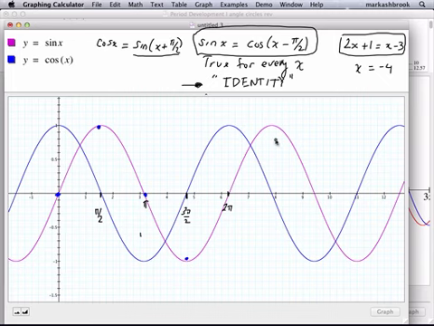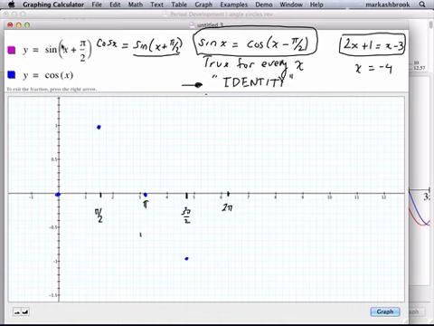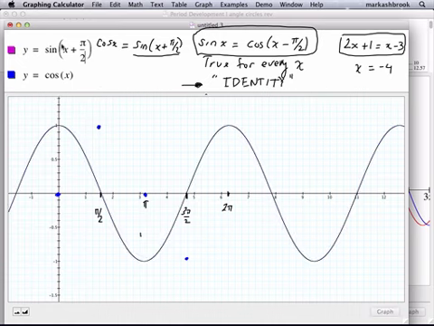so let's try it. So now I've got cosine. Let's switch the sign to... Okay, we're back. X plus pi over 2. Another identity. That's another identity.